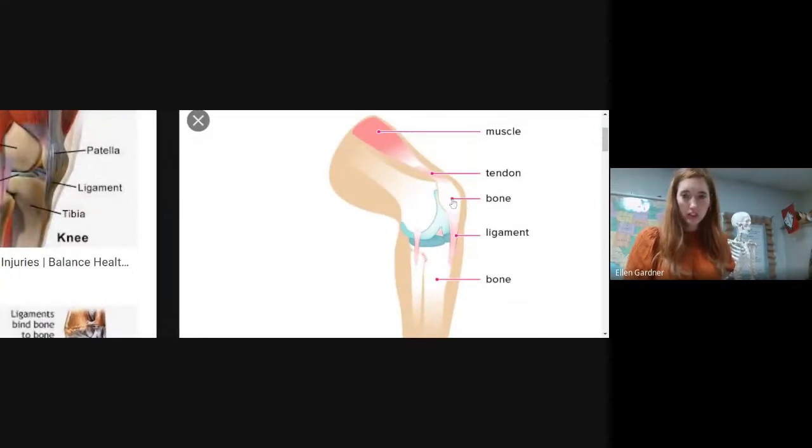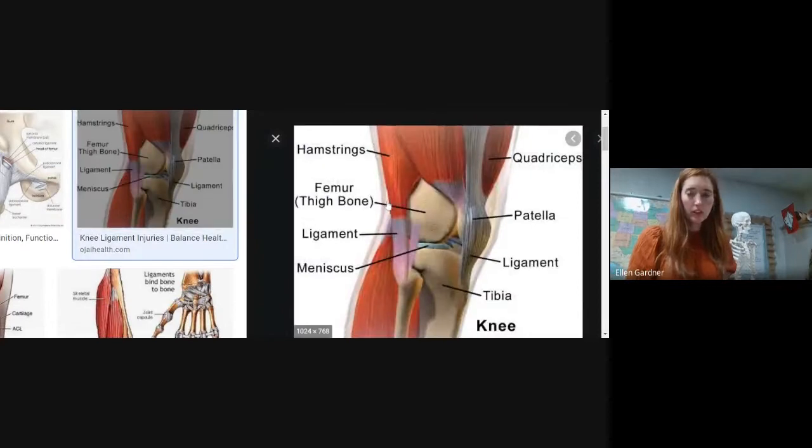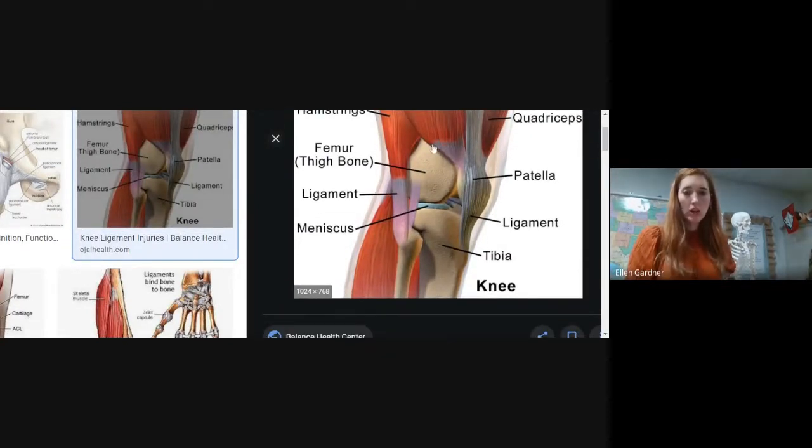There's muscle, tendon, bone, ligament, more bone. Okay, so here's your muscle wrapped around the femur, the thigh bone. That is the biggest bone in your body, remember. Patella, that's the knee bone. And here's ligament that kind of stretches out, meniscus, cushioning it. And there's the other bone.